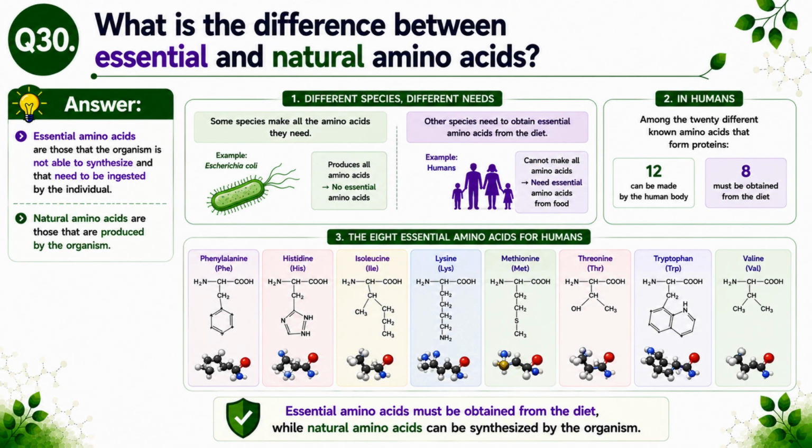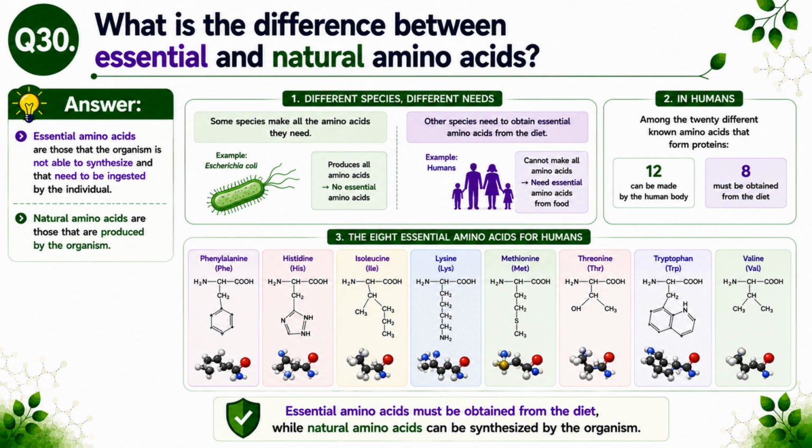Question number 30. What is the difference between essential and natural amino acids? Answer. Essential amino acids are those that the organism is not able to synthesize and that need to be ingested by the individual. Natural amino acids are those that are produced by the organism. There are living species that produce every amino acid they need, for example, the bacteria Escherichia coli, that does not have essential amino acids. Other species, like humans, need to obtain essential amino acids from the diet.